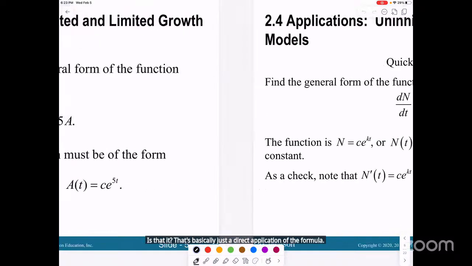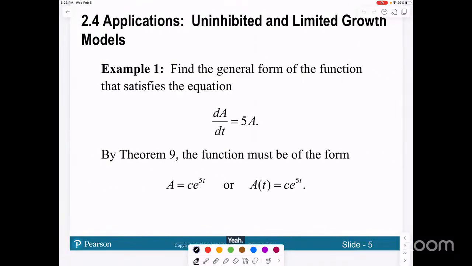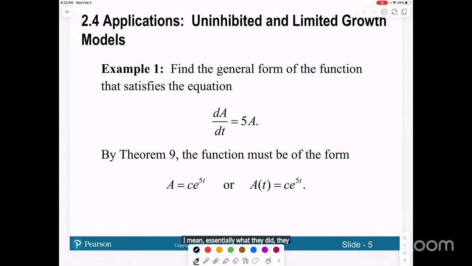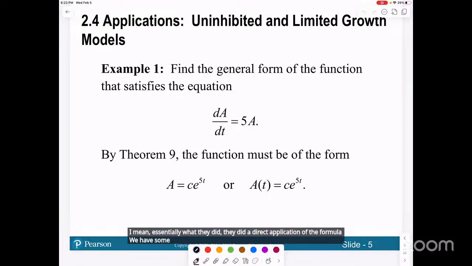Now, I kind of wanted to work it as if we didn't have that formula. There's some algebra that we can do. Let me think about it. Essentially, what they did was a direct application of the formula. Again, we have some derivative equals 5, or a constant, times the original. That's only true if it's an exponential function.